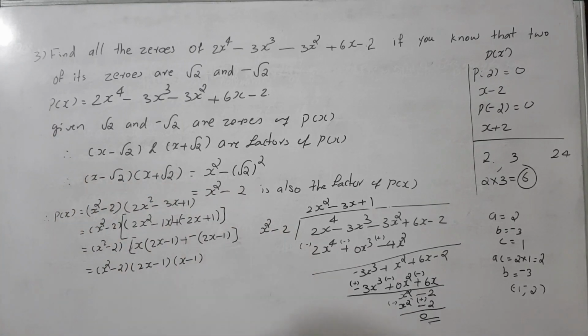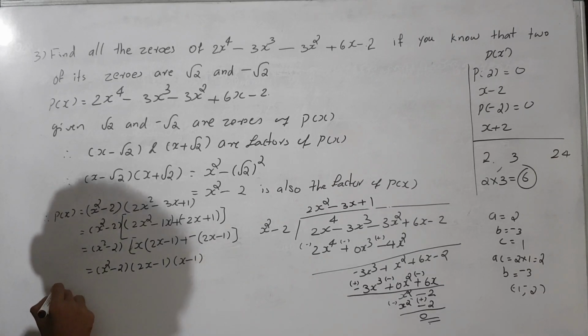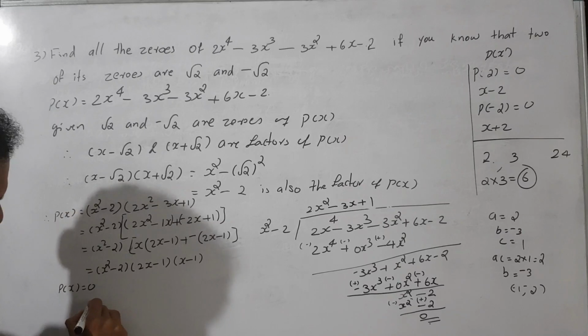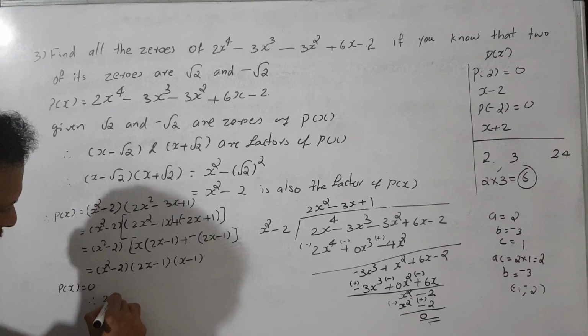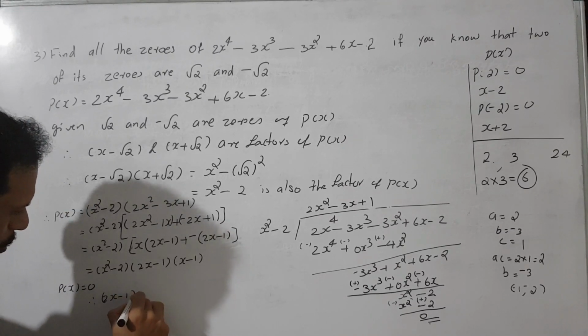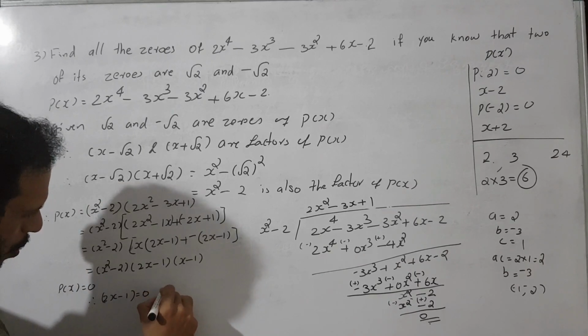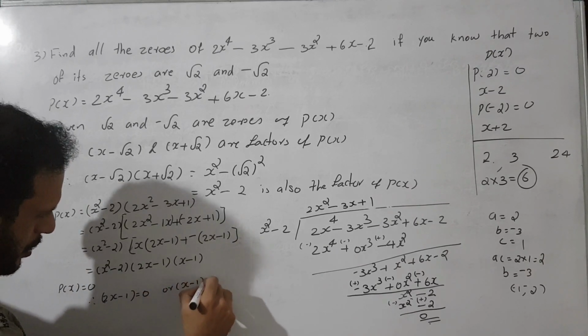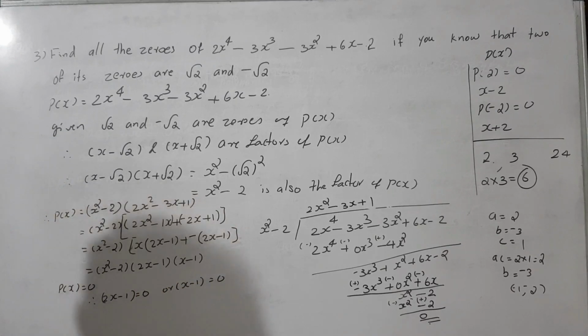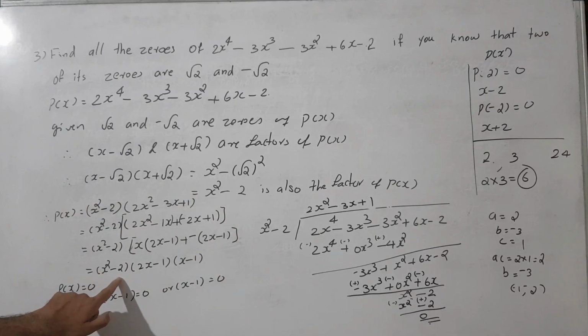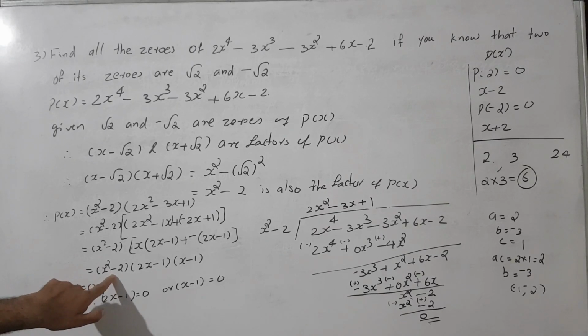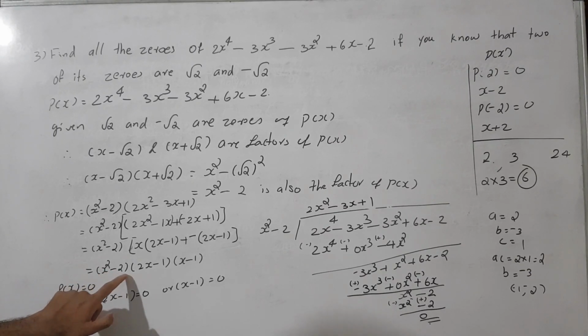Okay, so now we need to find the zeros, so we take p of x is equal to 0. Therefore 2x minus 1 is equal to 0 or x minus 1 is equal to 0. Now x square minus 2 is also equal to 0, but we already know the factors of x square minus 2. That is why we do not take x minus 2 is equal to 0 like this.